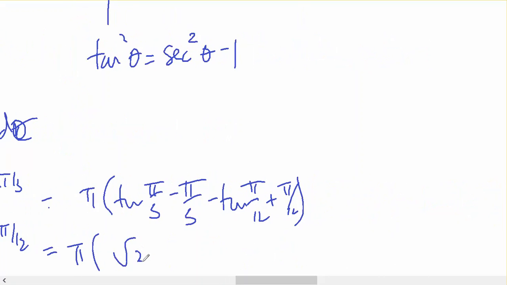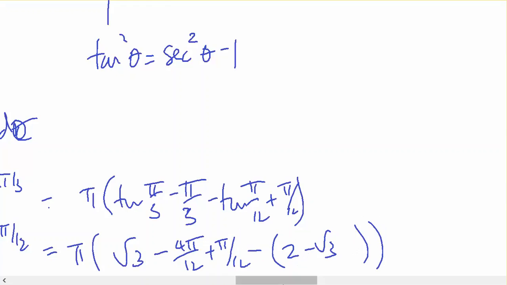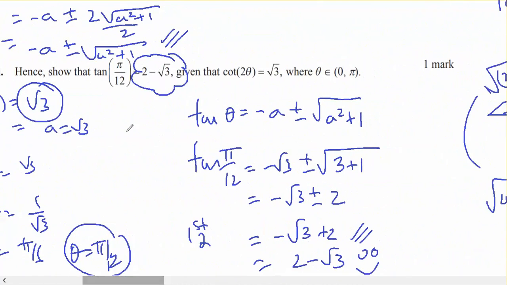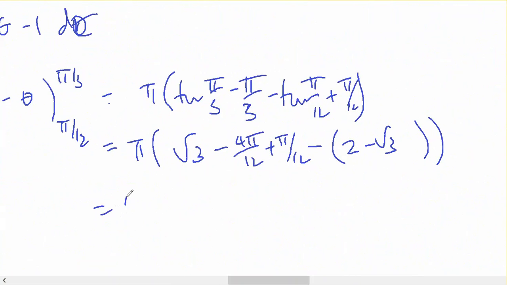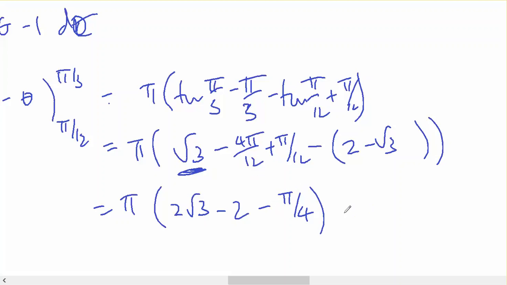Tan of pi on 3 is root 3 minus, that's pi on 3, so 4 pi on 12, plus pi on 12 minus 2 minus root 3. I know that because that was given to me way over here. Which equals pi outside of root 3 plus root 3 is 2 root 3 minus 2, and that's minus 3 pi on 12, which is pi on 4. Units cubed will be the volume of revolution.